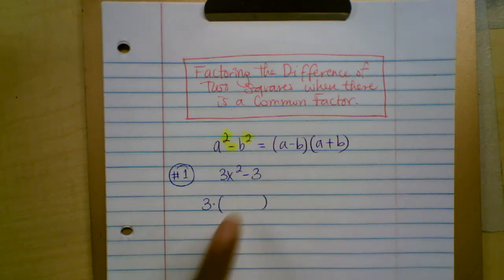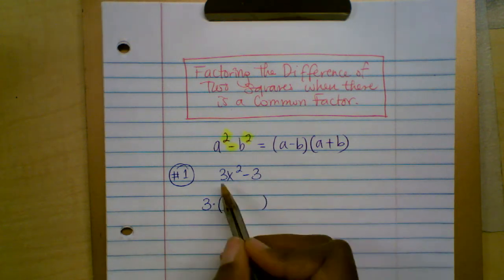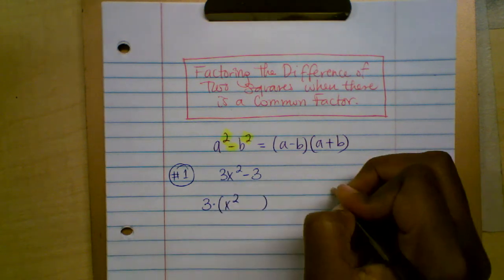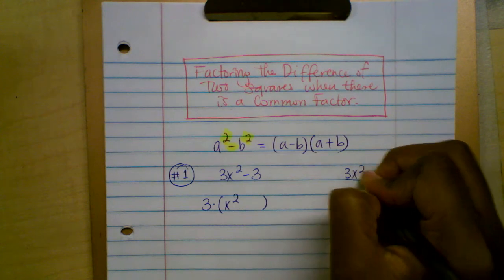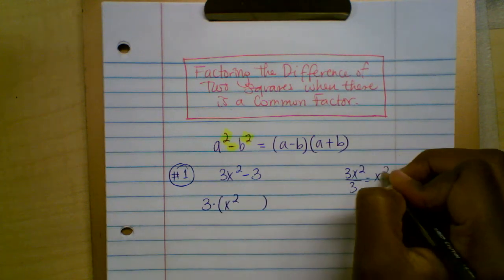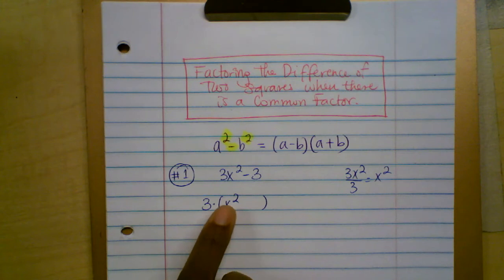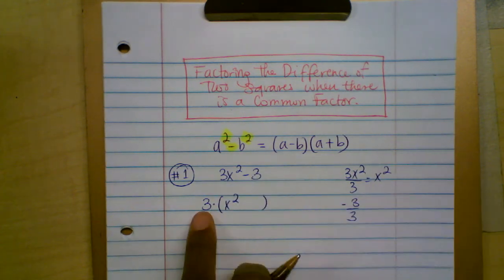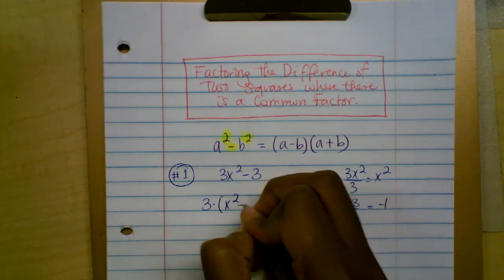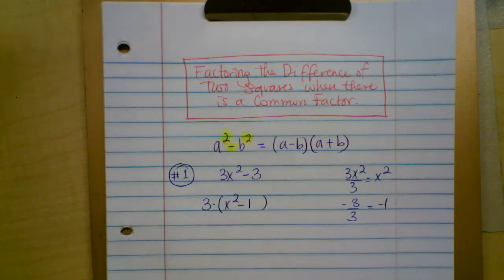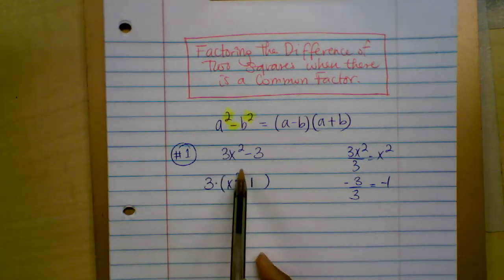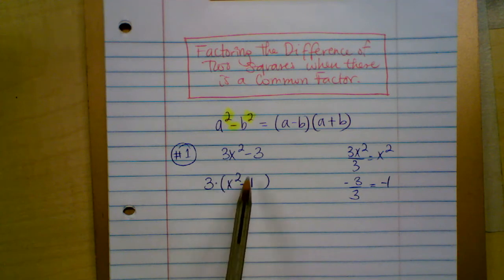So what am I going to write here? 3x squared divided by 3 is x squared. Let me do it on the side: 3x squared divided by 3, I get x squared. That's what I write here. Now I'm going to do negative 3 divided by 3, which is negative 1, so I write negative 1 over here. If you pull out the 3, you are left with x squared and the factor of 1. So it should be x squared minus 1.